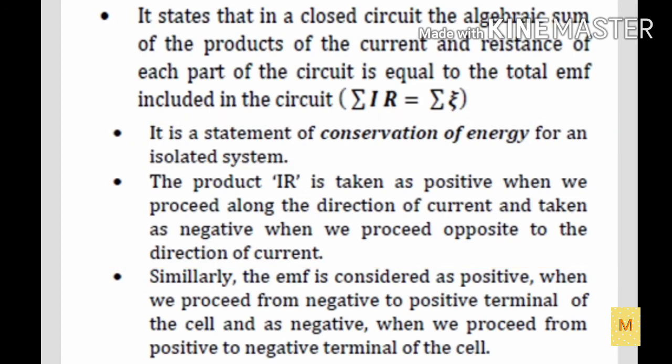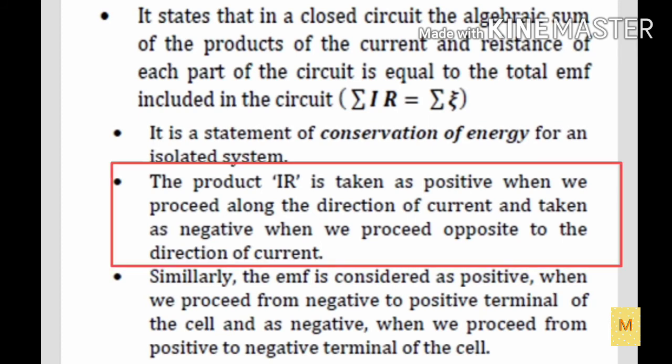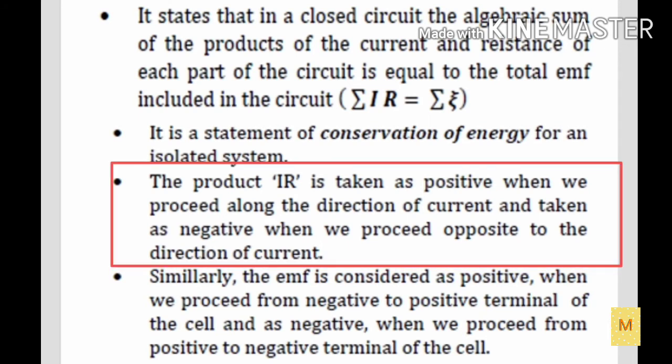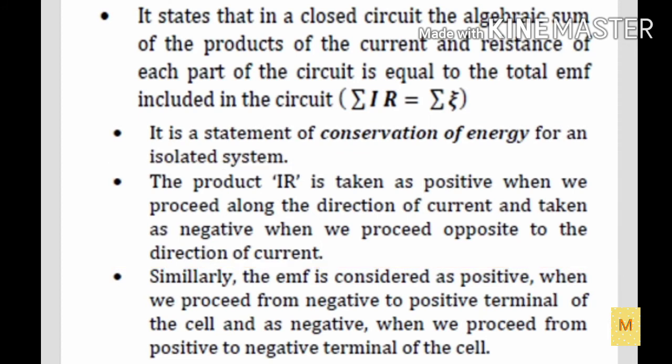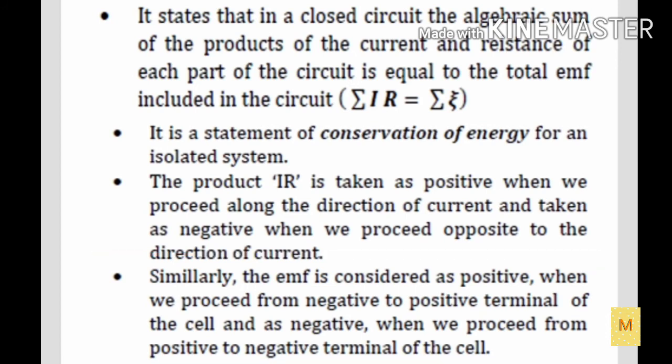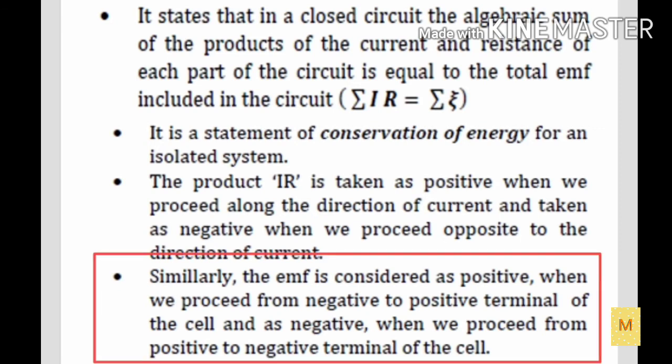The product capital I into capital R is taken as positive when we proceed in the direction of current and taken as negative when we proceed opposite to the direction of current. So once again I repeat, the product IR is taken as positive when we proceed along the direction of current and is taken as negative when we proceed opposite to the direction of current. Note it down. Similarly, the EMF is considered as positive when we proceed from the negative to the positive terminal of the cell and as negative when we proceed from the positive to the negative terminal of the cell. So these are some rules to follow for Kirchhoff's voltage law.